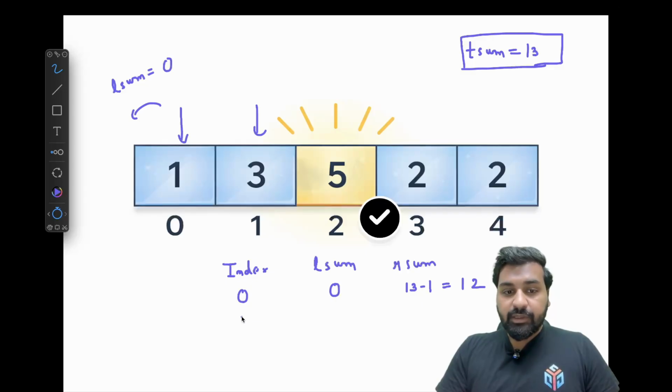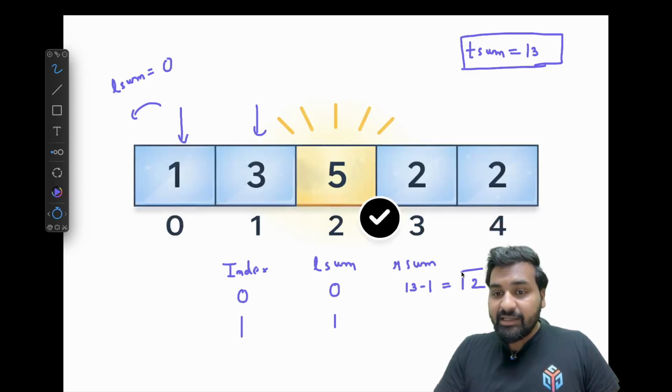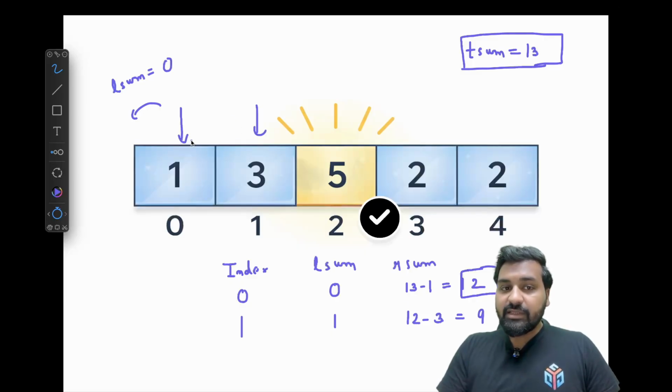Okay, so at index 1, what is going to be there? Left sum is going to be, there is only one element, which is 1. And right sum is going to be, whatever the right sum was before, we remove this 3 from it. So for 3, the right sum is going to be 5 plus 2 plus 2, which is 9. So if I do 12 minus the current element, 3, it is going to be 9. So left sum is 1, right sum is 9. That is not equal. 1 is not equal to 9. So we have to move forward.